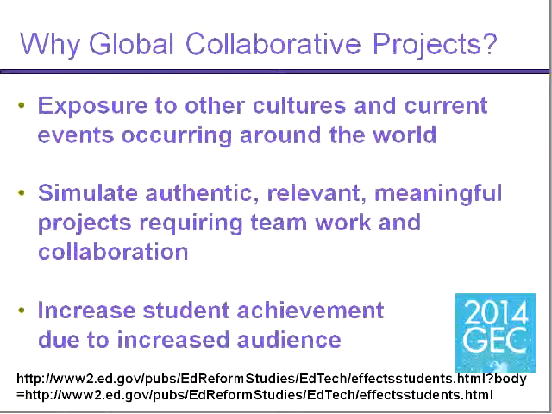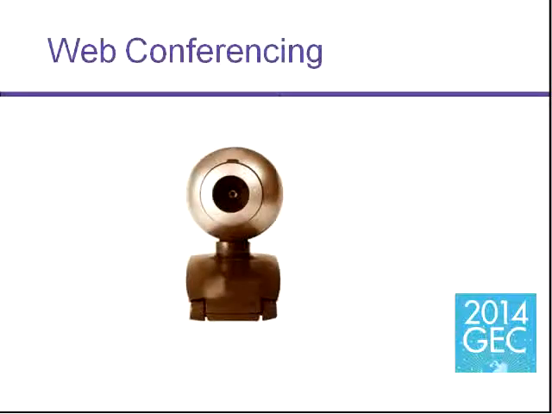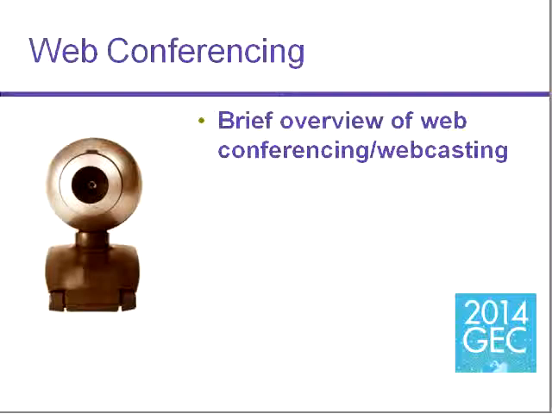So we're going to talk about why global collaborative projects. It's great to expose our students to other cultures and events that are going on around the world. And then we can stimulate authentic, relevant projects that they might experience when they have graduated or when they're in the workforce. And we also want to increase student achievement due to an increased audience. And the research that I've listed there shows that when you have an increased audience beyond the student's peer base, the students perform better.